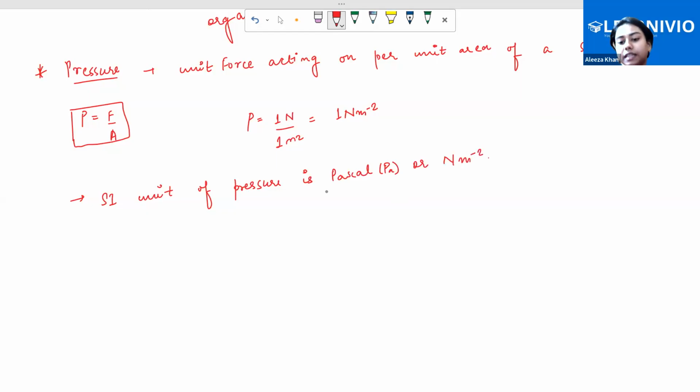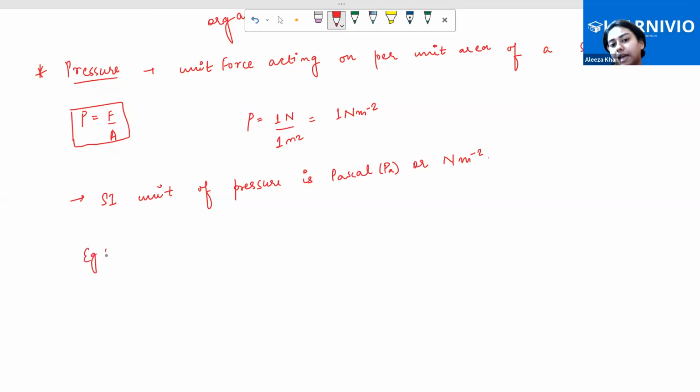So whenever a question comes to you, always first check the units. If the unit for force is given in Newton, then it's okay, you don't need to change the unit. And if the area is in centimeter square, then you have to change it. Your area should be in meter square only. Yes or no? Yes, ma'am.